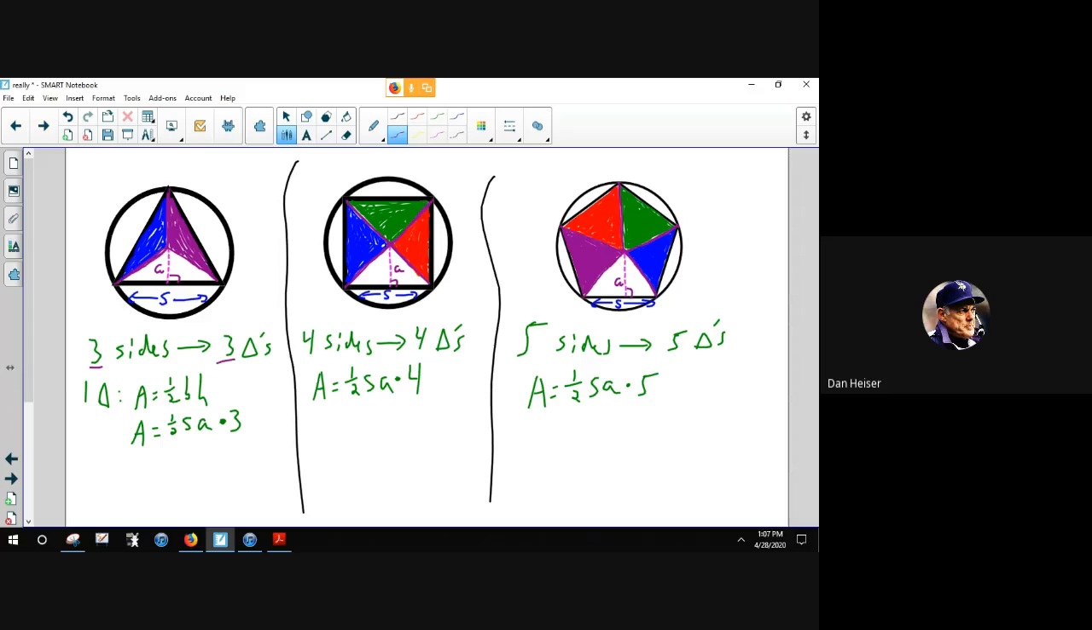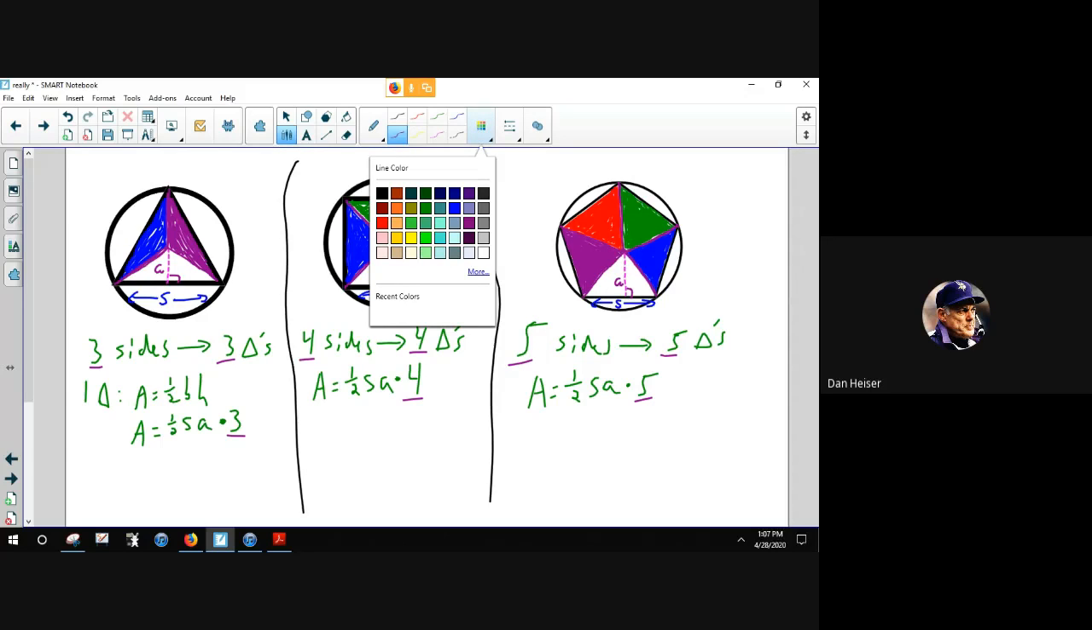3 sides, 3 triangles times 3. 4 sides, 4 triangles times 4. 5 sides, 5 triangles times 5. If we had 6 sides, 6 triangles, we'd multiply times 6.